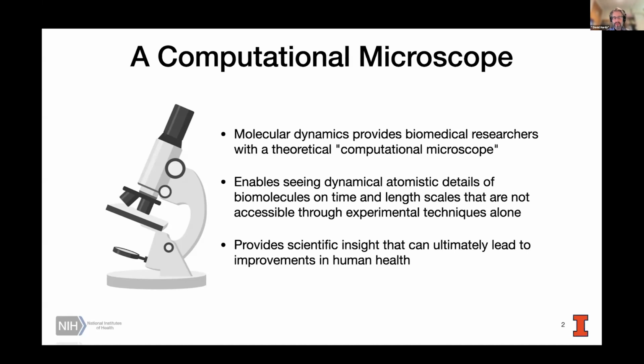You can think of it as informing basic science about how the molecular machinery works inside, say, a human cell or with cell membrane channels, or even informing the development of drug design, things like that.